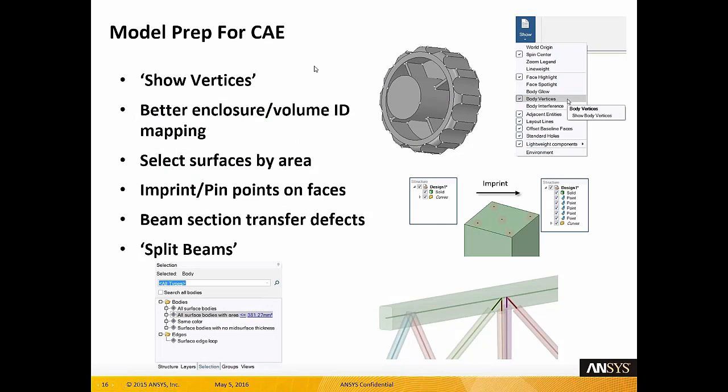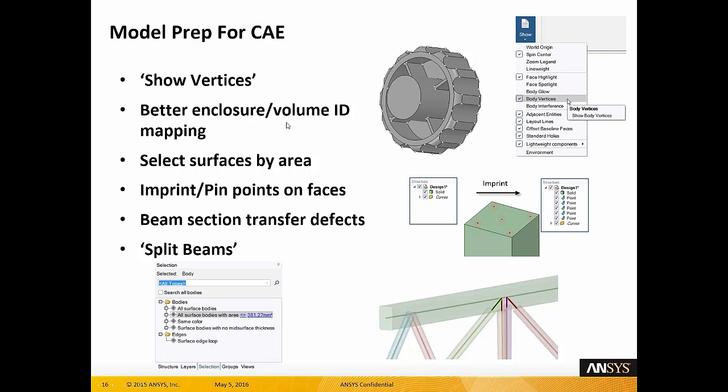Another area that we talk about users using SpaceClaim is model prep for CAE, and I just wanted to show a couple of the improvements we've made. The first is we added a new display option here called body vertices, and this allows you to display and render these point sprites at all vertices on solid or surface bodies. This can be very useful, again, for finding split edges or just visualizing exactly the characteristics of your geometry.